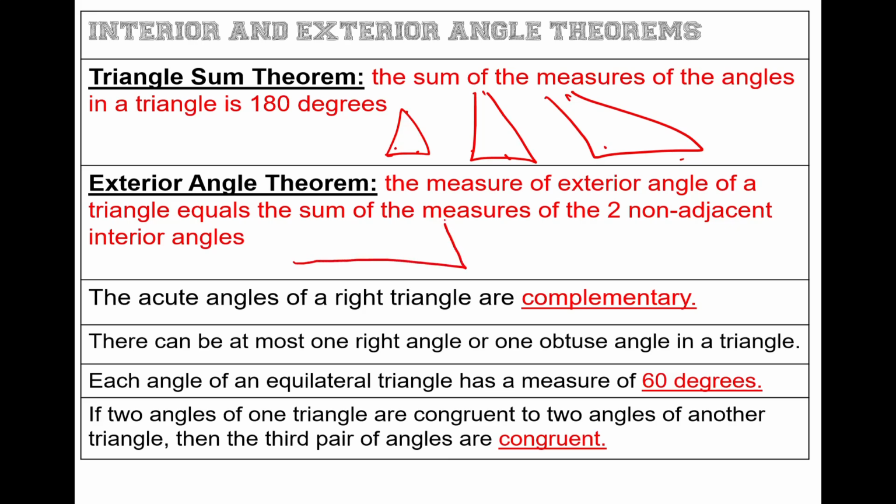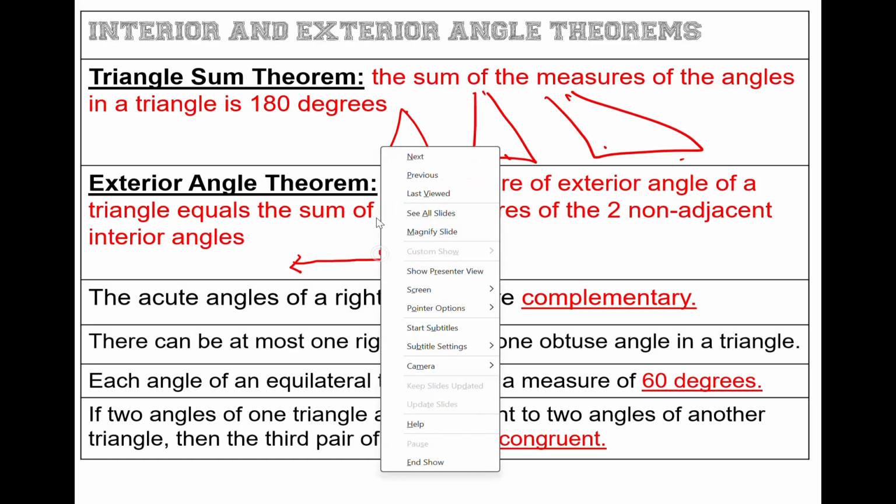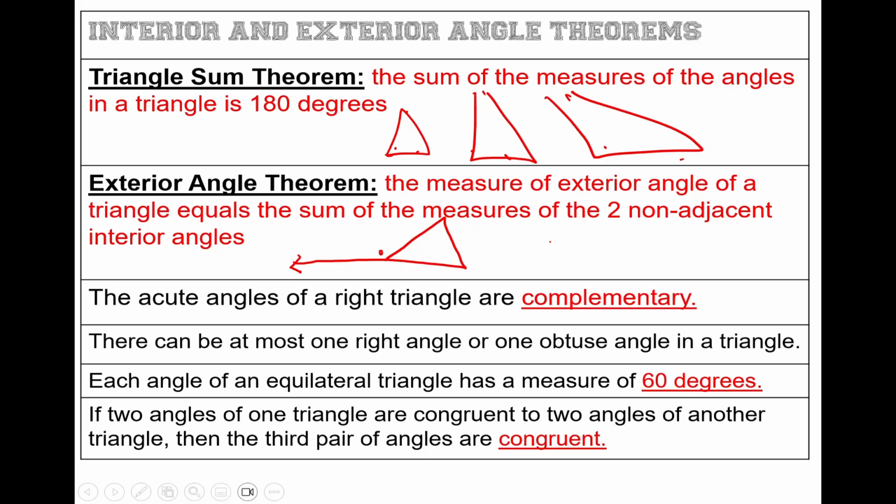If we have a triangle with one side extended out past the triangle, they're referencing this angle as the exterior angle. That exterior angle will be equal to the sum of the measures of the 2 non-adjacent interior angles. So this angle right here would also be adjacent to the exterior angle right there. They're saying that the exterior angle, this angle right here, is equal to not that one, but this angle plus this angle.